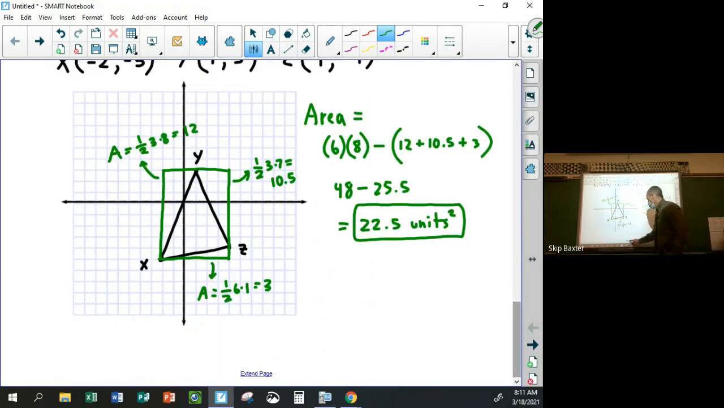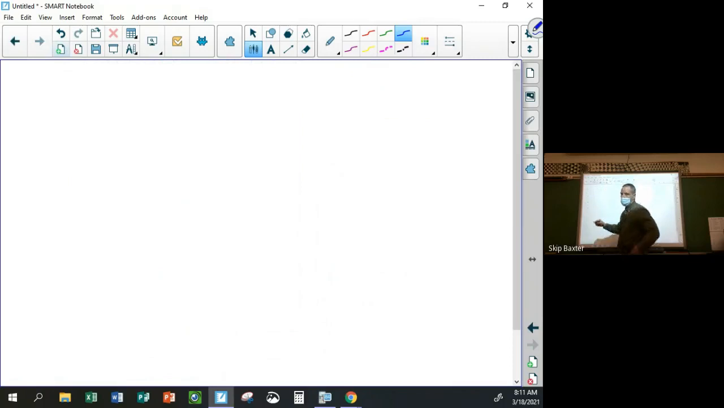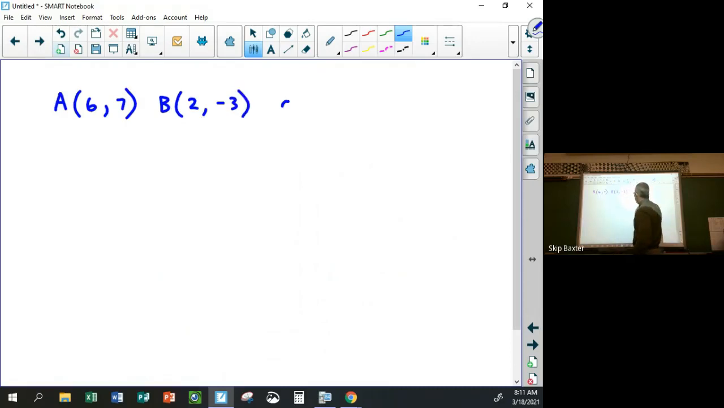Let's just do one more example. Let's do one where the triangle ends up being obtuse. Okay? So what about if we have A has coordinates 6, 7, B is 2, -3, and C is -2, -5.